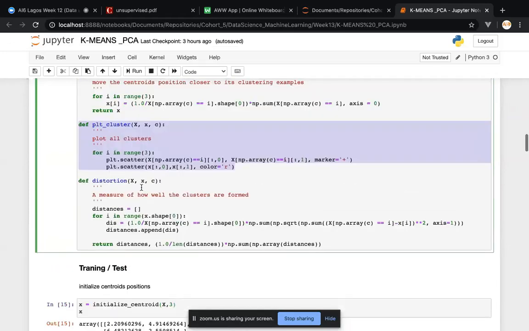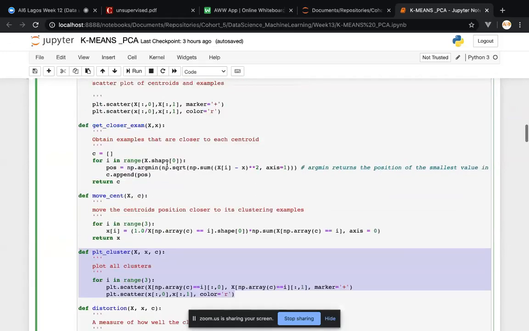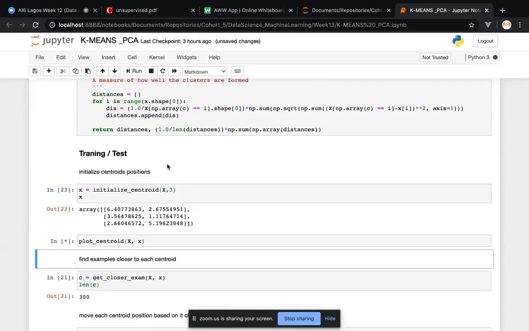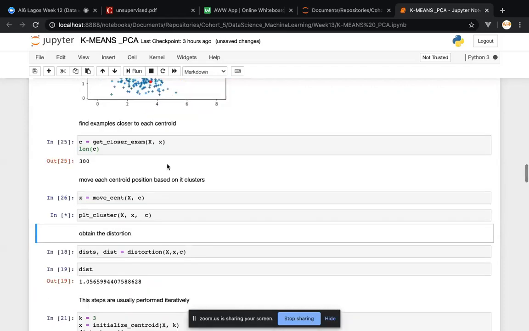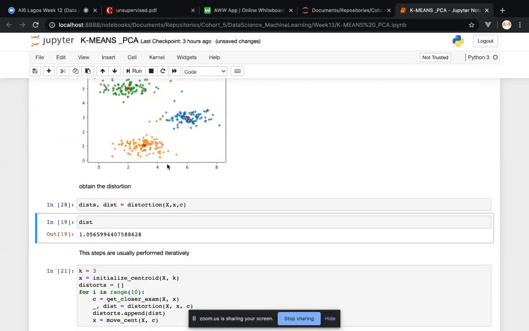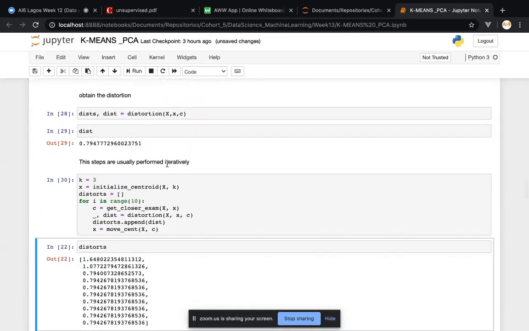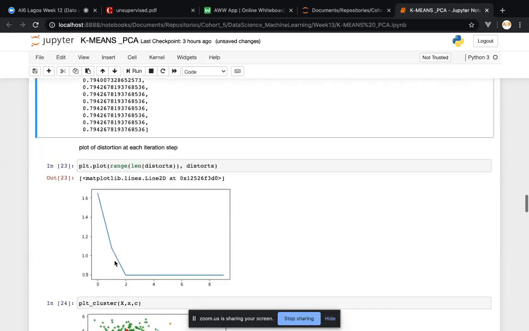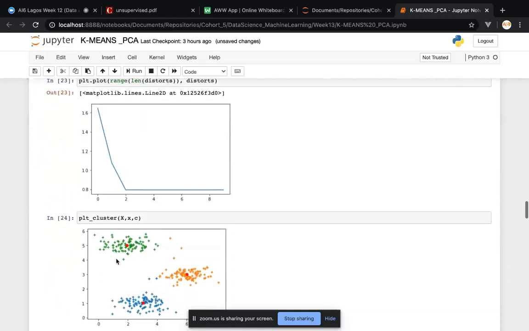Okay, so let's run it and see what it is first. Then I'll go back to show you what the distortion does. I want to show, yeah, so this is the plot, right? So this is what it is.